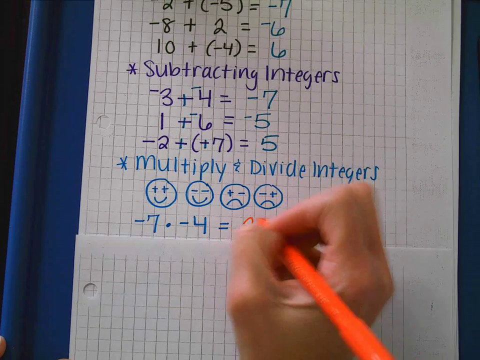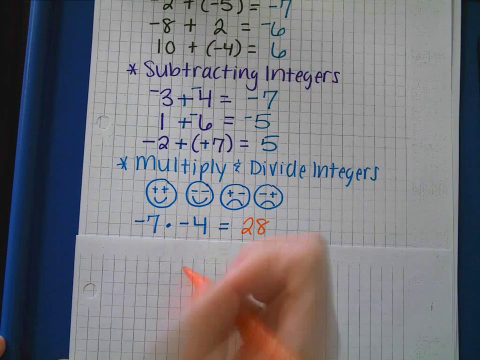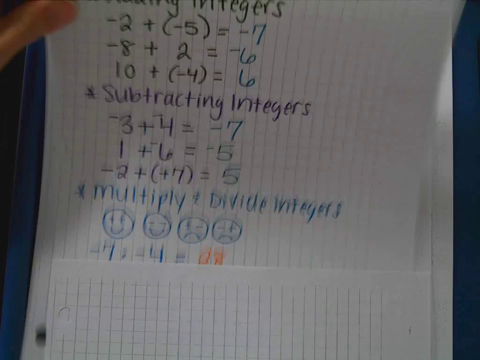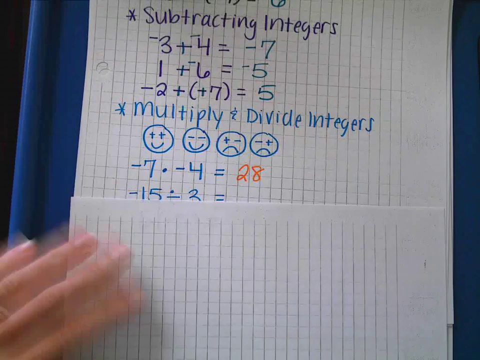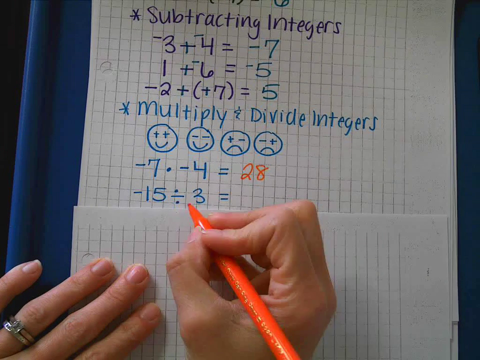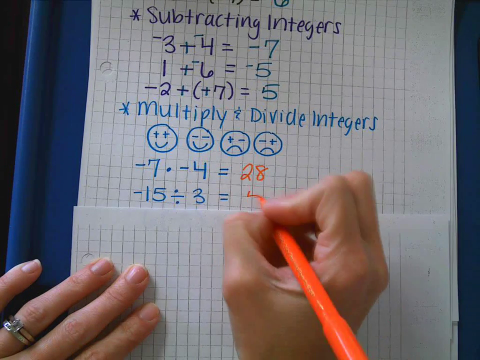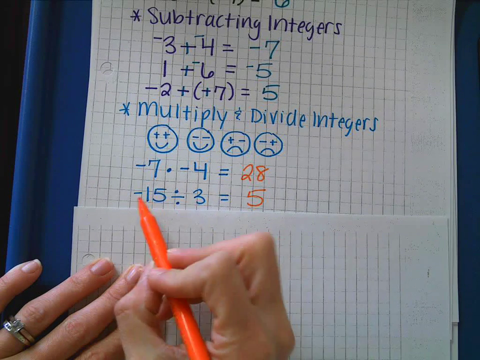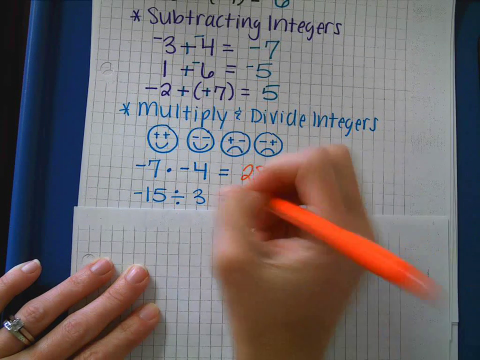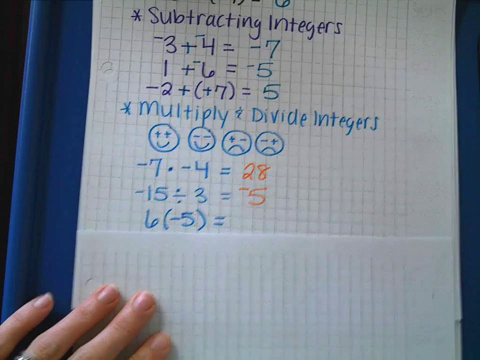Well, 7 times 4 is 28, and then a negative times a negative, sleeping, happy, positive answer. -15 divided by 3, because remember our multiplying and dividing rules are the same. 15 divided by 3 is 5. And then a negative with a positive, that's our black eye, not happy, negative answer.